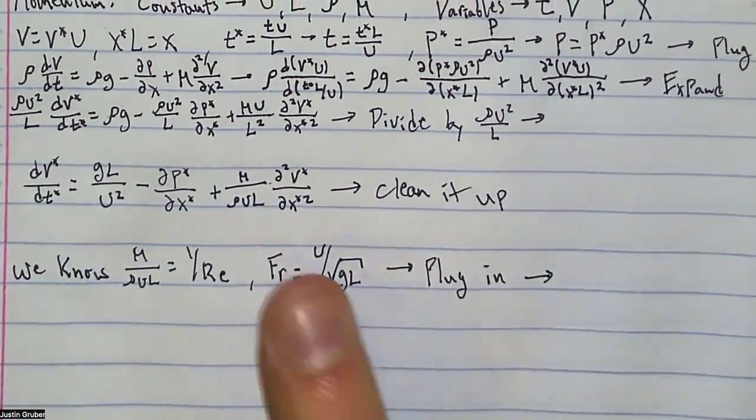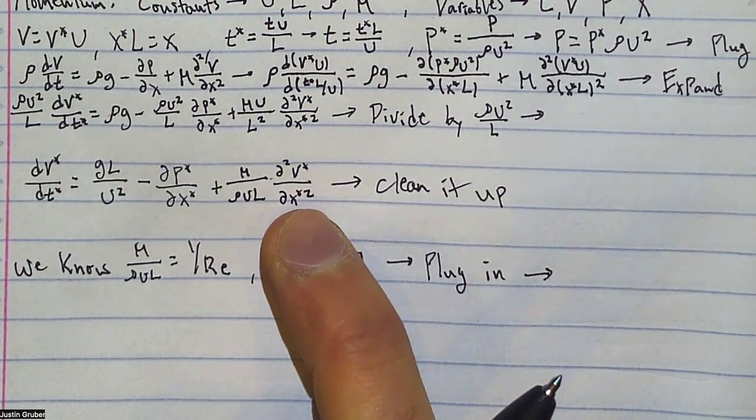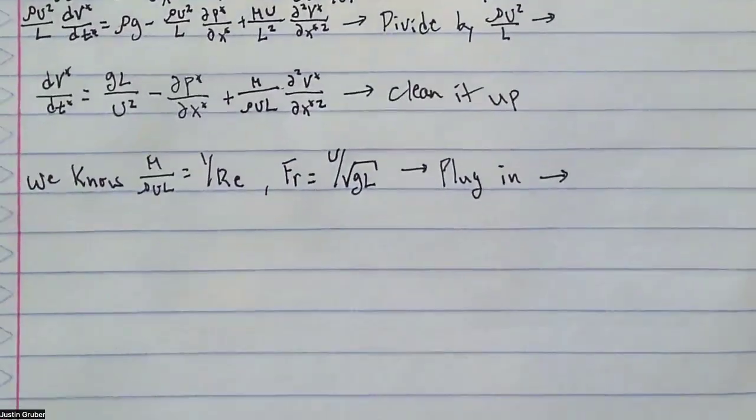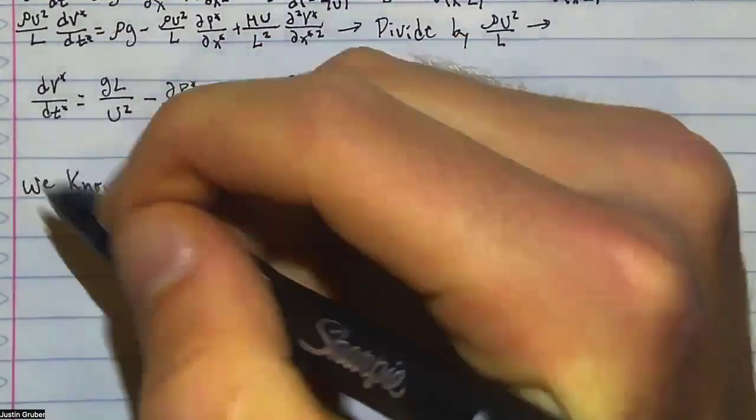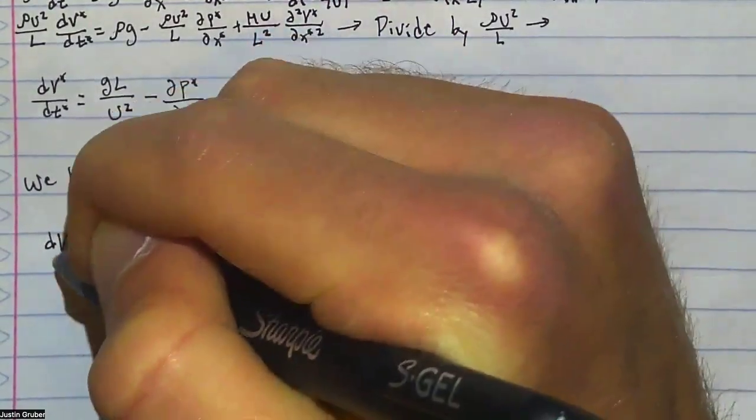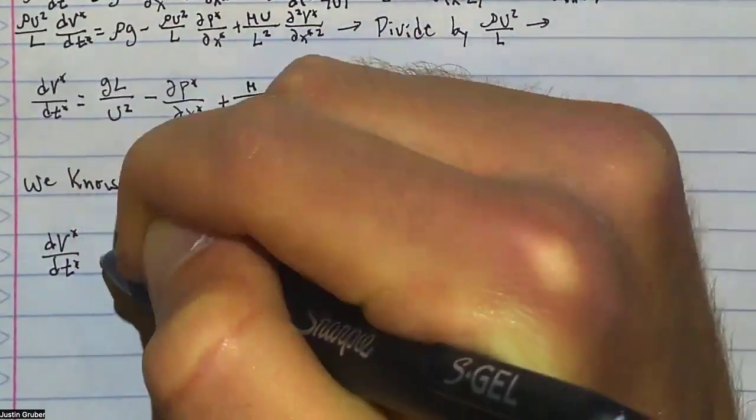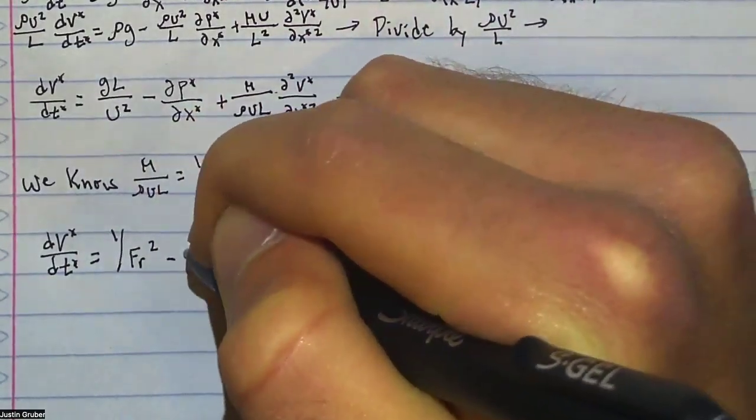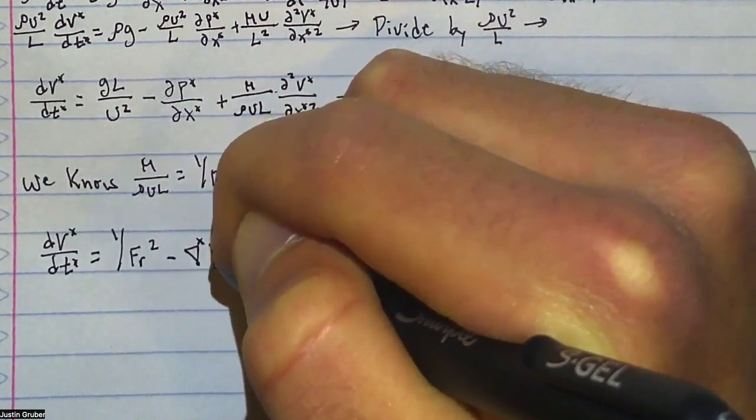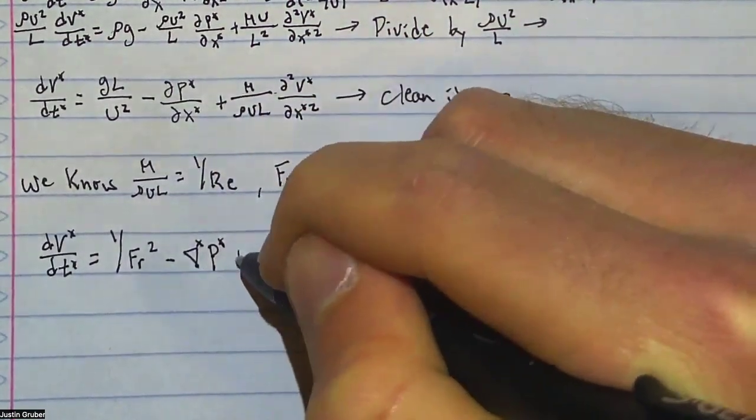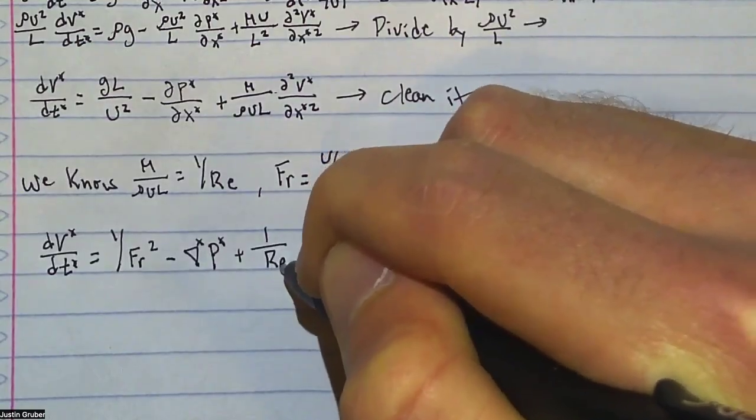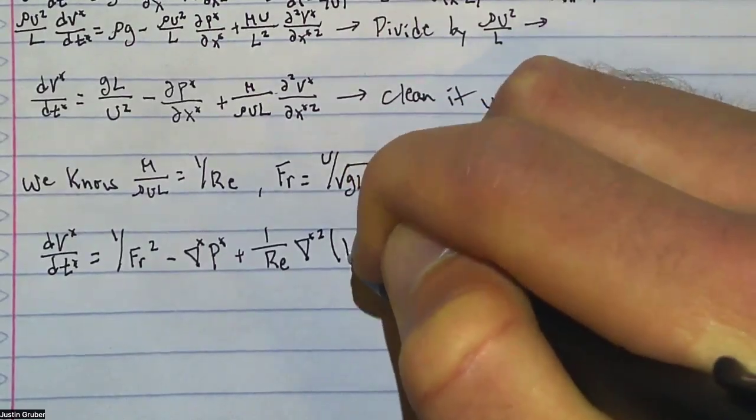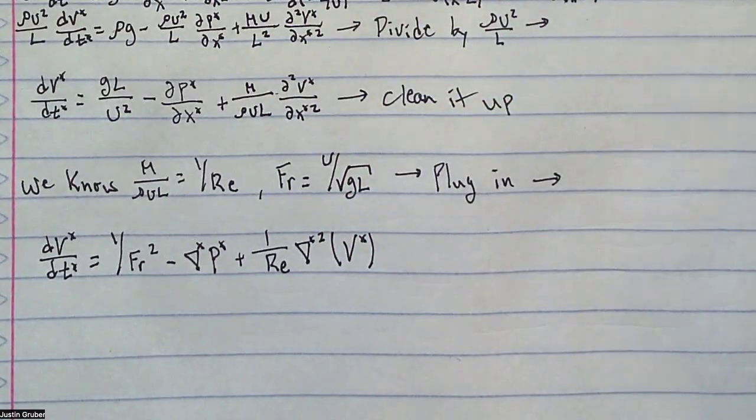And I'm also going to turn these back into their del form. So it'll be like gradient squared v, instead of the partial operators. So plug everything back in. So for finiteness, we have d v star over d t star equals 1 over Froude number squared minus gradient star p star plus 1 over Reynolds number, gradient star squared v star. Cool. And we're done.